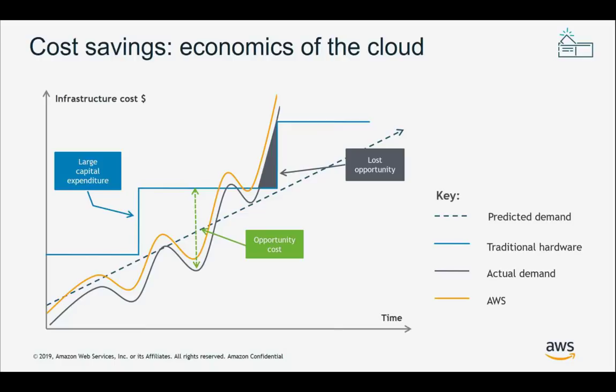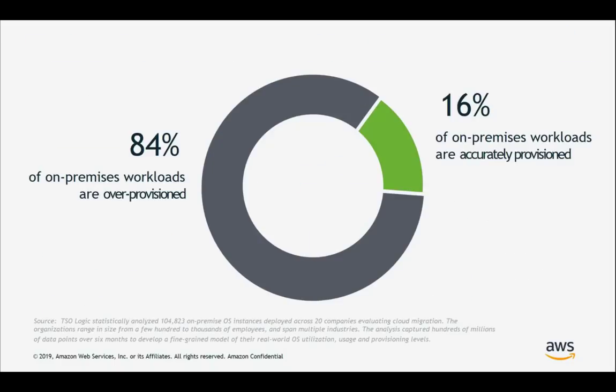So TSO Logic took this analysis a step further. They looked at over 100,000 on-premise instances deployed across 20 companies that were evaluating a cloud migration. These organizations range in size from a few hundred to a few thousand employees and span multiple industries. The analysis captured hundreds of millions of data points over 6 months to really develop a fine-grained model of real-world OS utilization, usage, and provisioning levels.